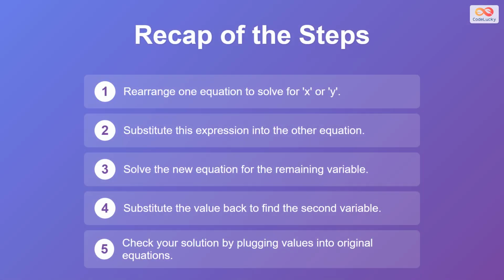Let's quickly recap the entire process. First, rearrange one equation to solve for either x or y. Second, substitute this new expression into the second equation. Third, solve the resulting equation for its variable. Fourth, substitute that value back into your rearranged equation to find the second variable. And finally, check your answer.